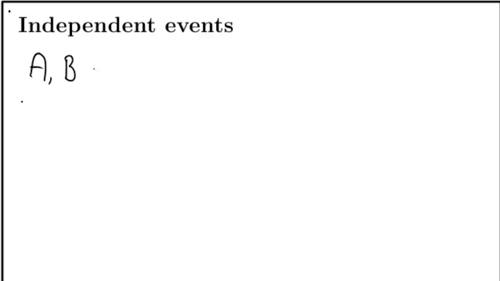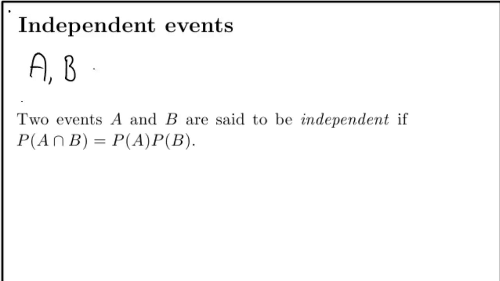We need a more formalized definition of independent events, and this is the technical definition. The events A and B are independent if the probability of the intersection, that is, the probability that they are both true, is equal to the product of these probabilities.